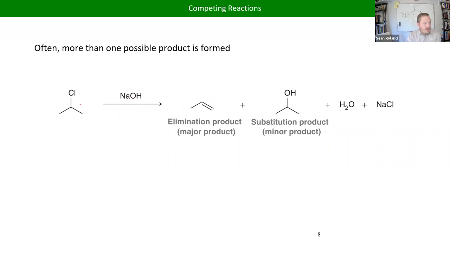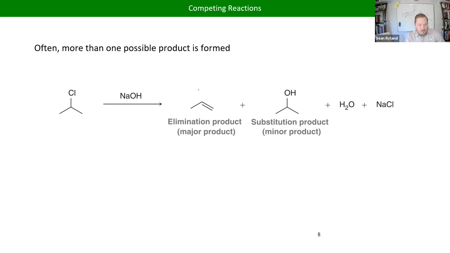So if we actually did this reaction, if we took 2-chloropropane, exposed it to sodium hydroxide, realistically, we're going to get both products. And depending on the conditions, we can favor the elimination versus a substitution or vice versa. But you might notice that this is not balanced at this point when we write it like this. Organic chemists get sloppy with their balancing, is what it comes down to.